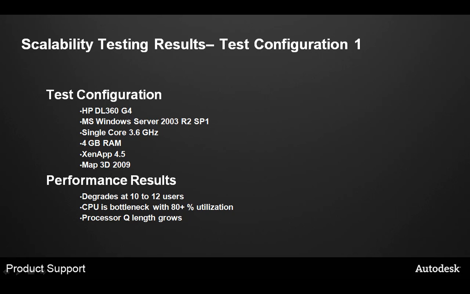In early testing, a single core computer was used with MS Windows Server 2003 R2 SP1. This computer had 4 GB of RAM, XenApp 4.5, and Map 3D 2009. In this testing, it was determined that the user experience degrades at 10 to 12 users with an 80% utilization spike on the CPU and processor queue length growth.